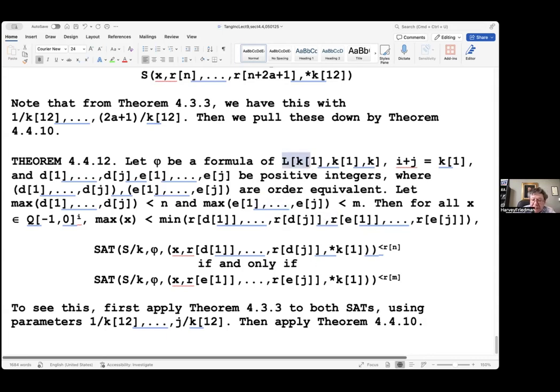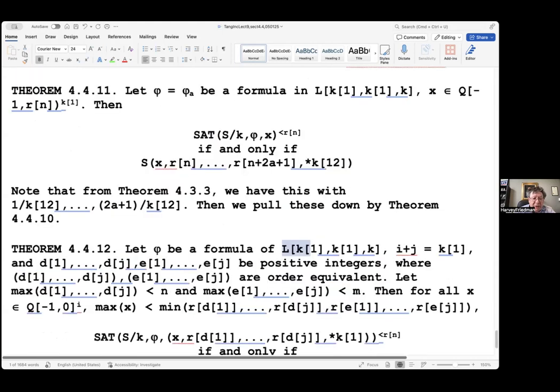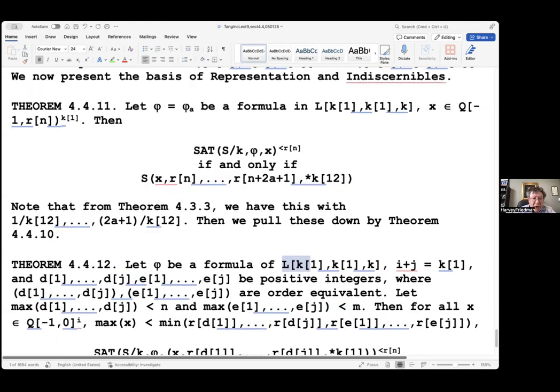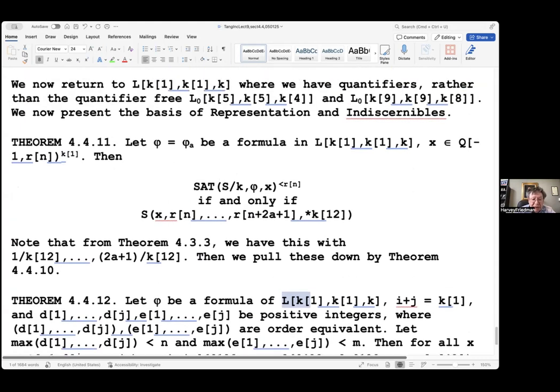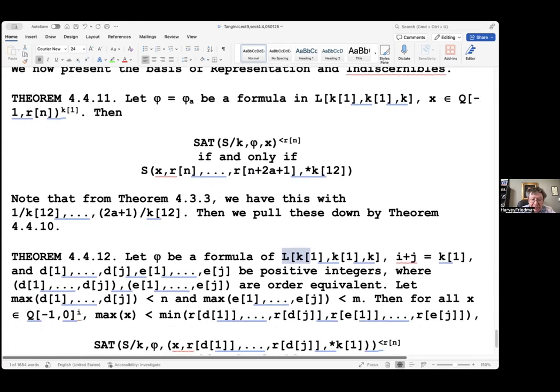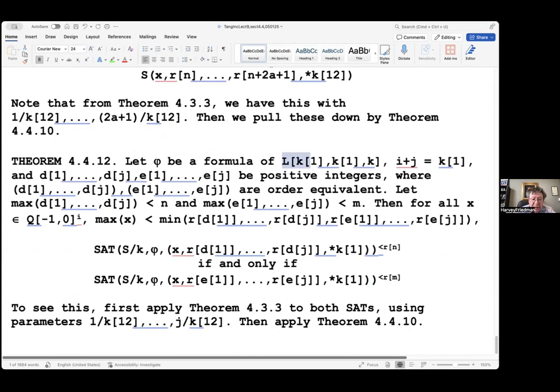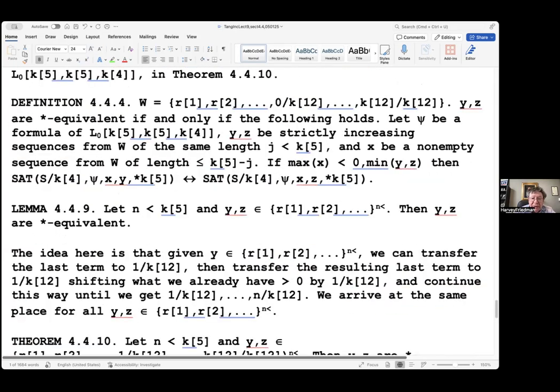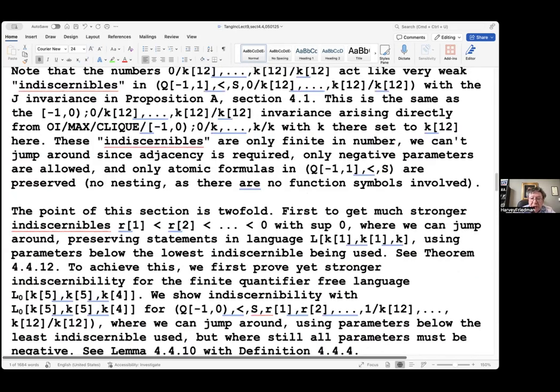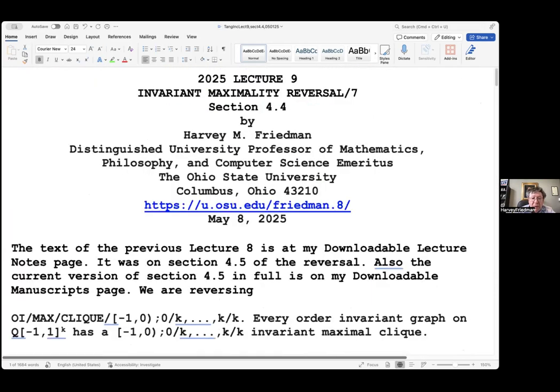All right. So that's where section 4 ended, and that's where we started section 5 last time. So I think this is pretty much what I wanted to say. All right, I'm done.